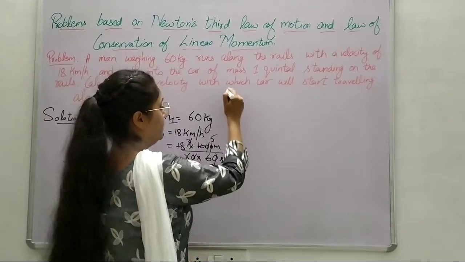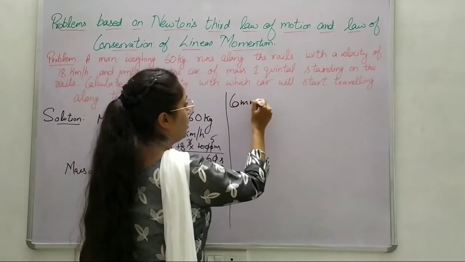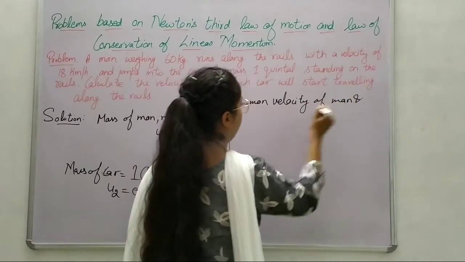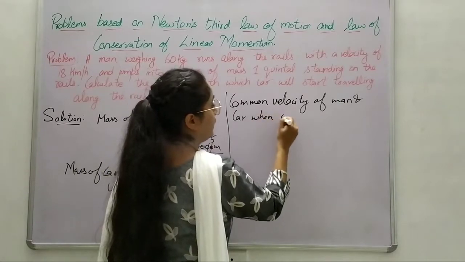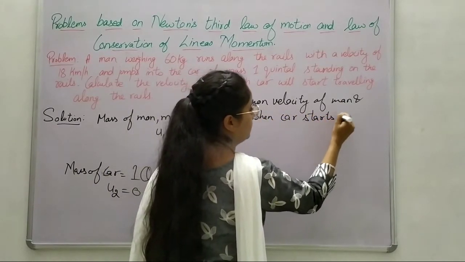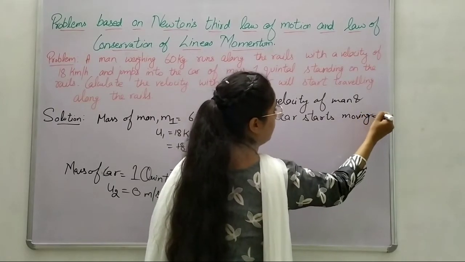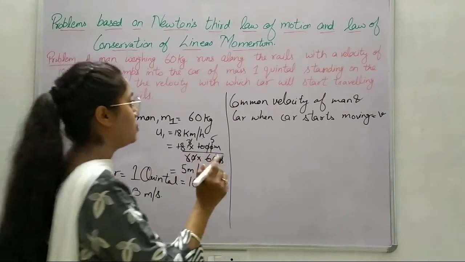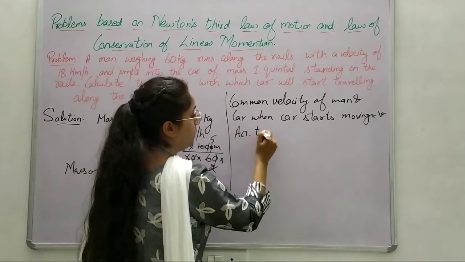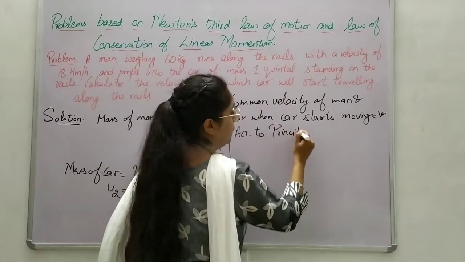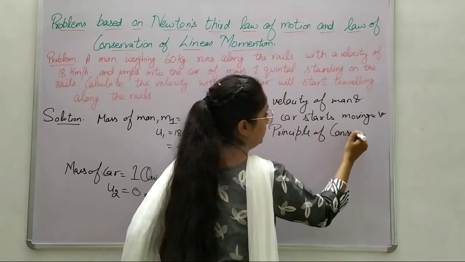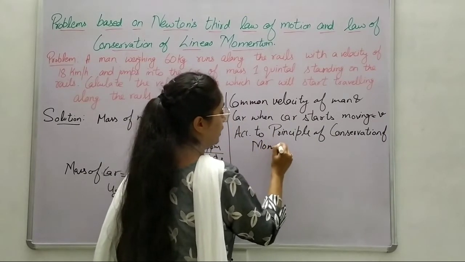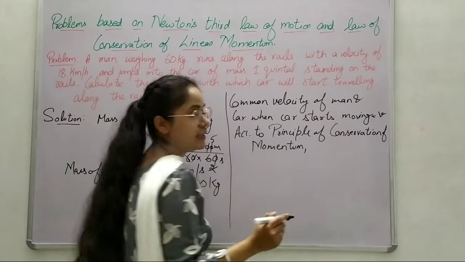So the common velocity, I am writing it here, common velocity of man and car when car starts moving is v, a common v, the final velocity of both of them. Okay, so now we have to apply the principle, or you can say the law of conservation of momentum, or linear momentum, whatever you like to write. The linear momentum is commonly called momentum.